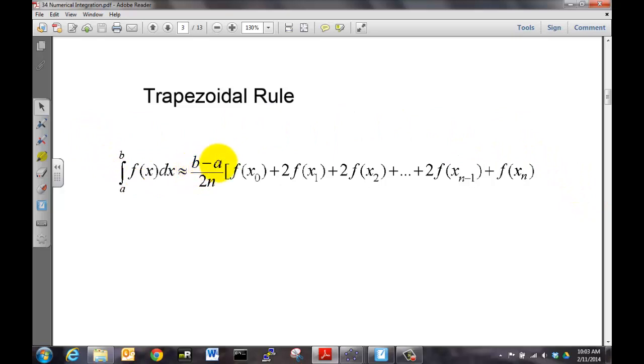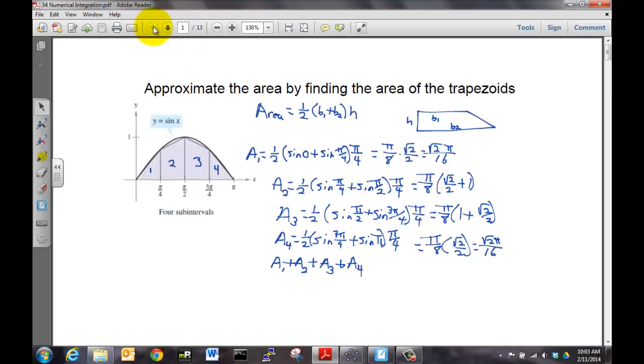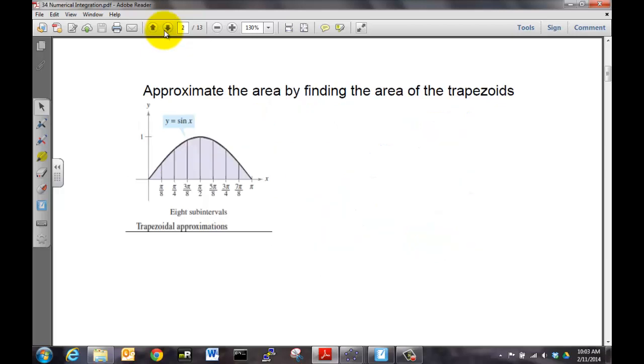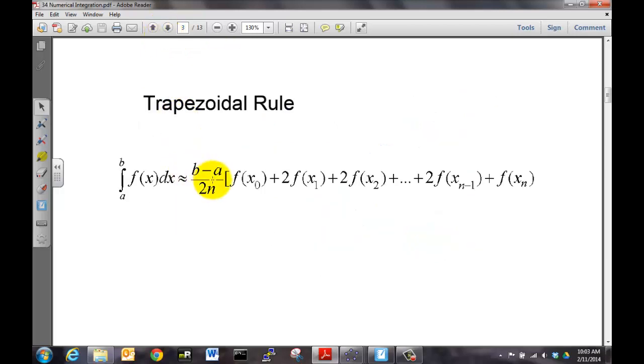Now notice we've got b minus a over 2n. Where did that come from? Well, let's scroll back up to the first page. b minus a over 2n. Well, here's the 2, the 1/2, that's the 2 in the bottom. And b minus a is this endpoint minus this endpoint, pi minus 0, divided by n. How many trapezoids do we have? We have 4 trapezoids.